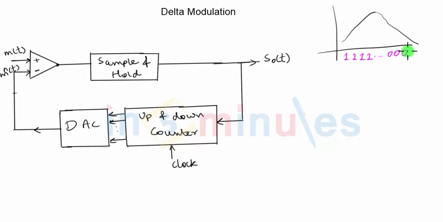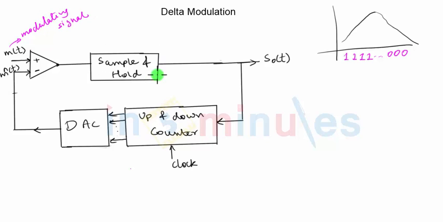So let's discuss the delta modulation block diagram. In the block diagram, we have an op-amp connected in open loop configuration. It acts as a comparator because we want to compare the current state with the previous state. m(t) is my modulating signal which needs to be converted to the digital signal.